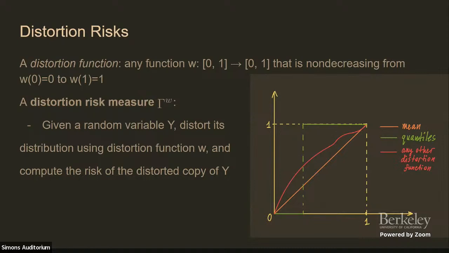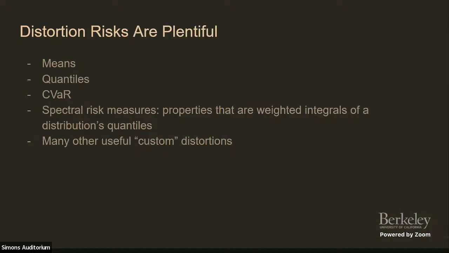Let's say you have a variable, and we want to distort the behavior of this variable in the tails. I want to put more emphasis on bad outcomes that happen when the variable is very large. So I can overemphasize those outcomes, or underemphasize them. A distortion function is any function that starts at 0,0 and goes to 0,1 and reweights your distribution. This is a pretty rich class of measures. It includes means and quantiles, lots of spectral risk measures, conditional value at risk, and so on and so forth.